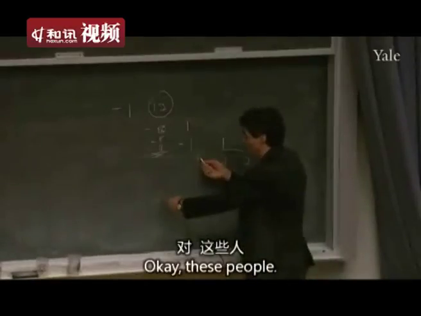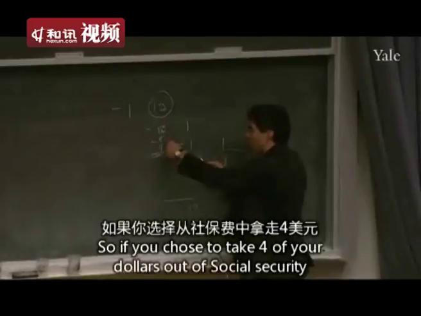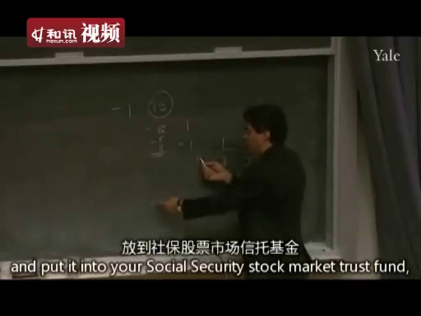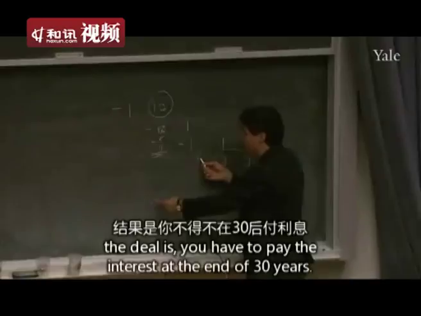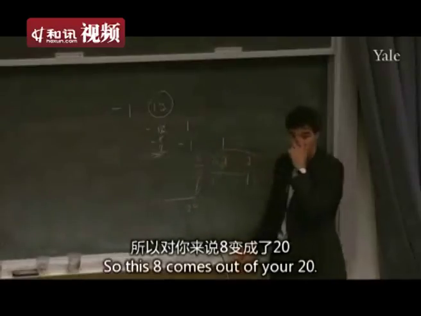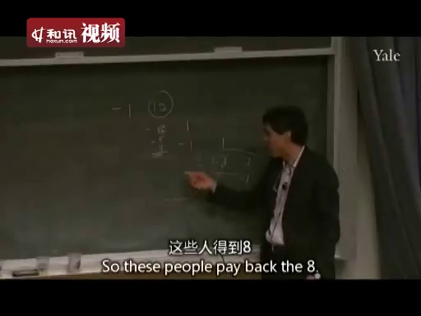Okay, these people. So if you chose to take 4 of your dollars out of Social Security and put it into your Social Security stock market trust fund, your personal trust fund, the deal is you have to pay the interest at the end of 30 years. So this 8 comes out of your 20. Okay, so these people pay back the 8.